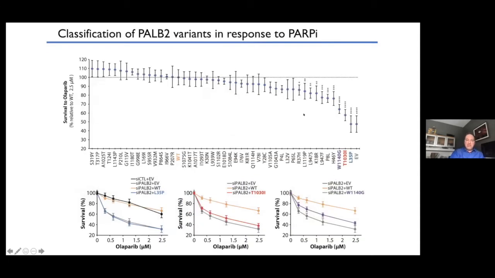So the first thing we learn is many of these variants, they don't do anything. A vast majority here did not show any defect for olaparib treatment. However, we could detect 3 important variants, which are here. So the L35P, the T1030I, and the W1140G that were really sensitive to PARP inhibition. And you can see that here also with the survival curves.